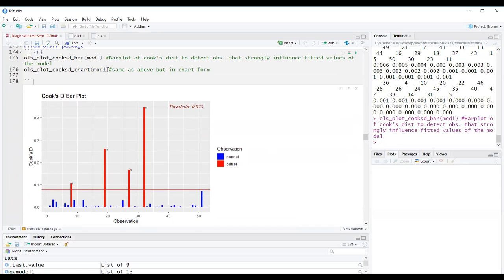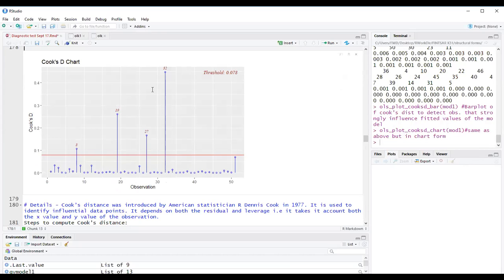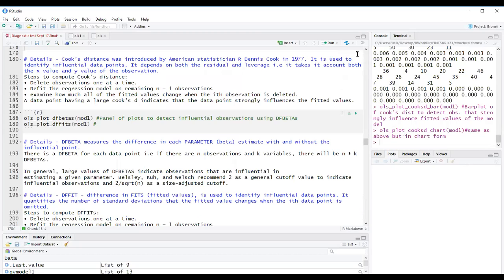Hello, clear? Yes, sir. Okay, pwede rin namang chart. Pareho lang yan. Ito, naka-chart na ito, mas malinis nga lang. Yung apat na highest pointer natin, andito si 8, pero medyo malayo siya. Talagang si 32, very consistent na candidate for influential data point.